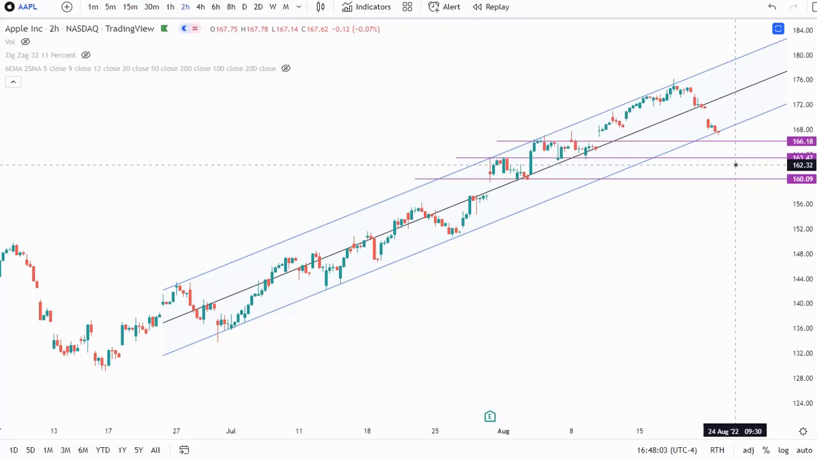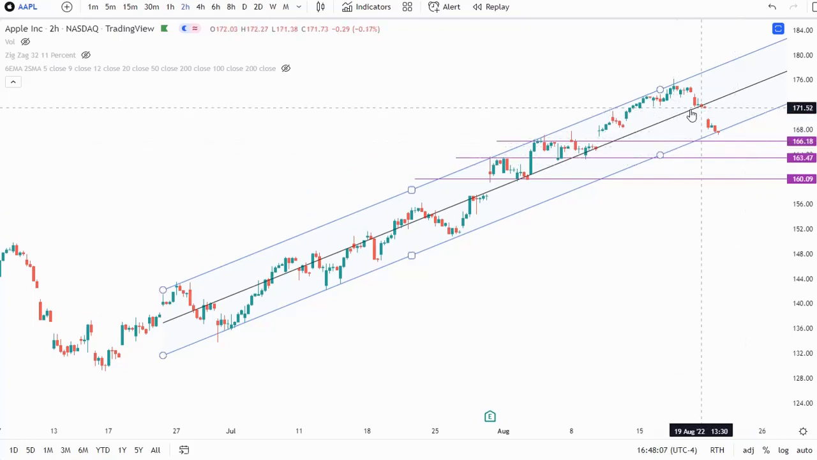If there's additional sell-off in the technology shares, obviously it's going to affect Apple. So those would be the levels to watch. Resistance obviously would be right around here initially, around 170 level.